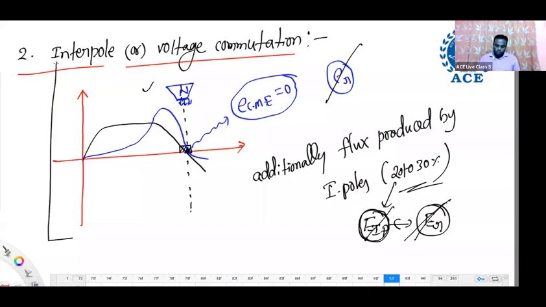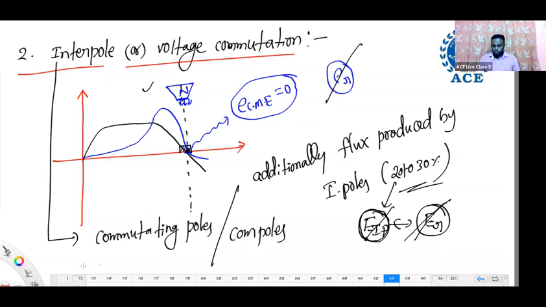These interpoles we also call commutating poles, also called compoles. These are all names for interpoles only. Next, the last method.